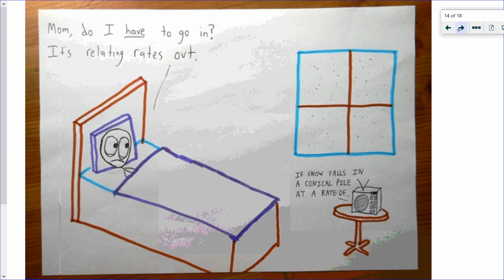Okay, so I hope that that video helped you. I thought this was a really cute cartoon. If snow falls in a conical pile at a rate of, and it's going on, and the kid says, "Mom, do I have to go in?"